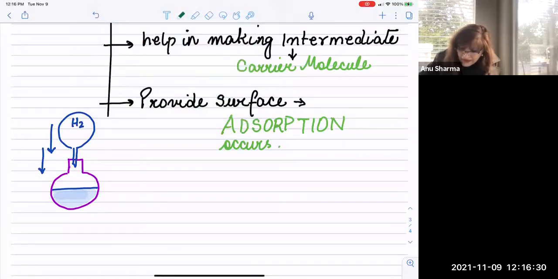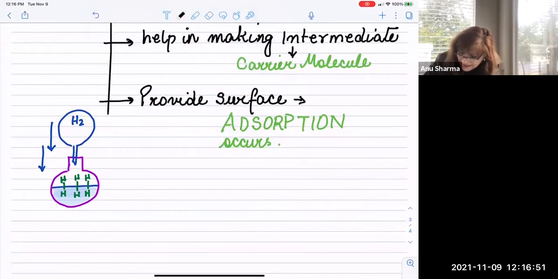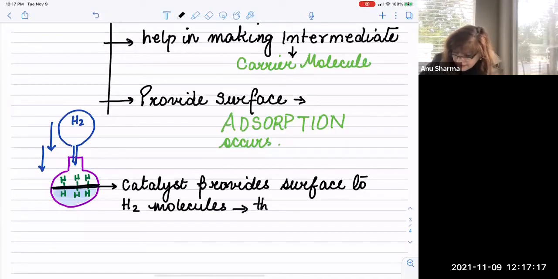So here, let us say we bring these hydrogen molecules. So what this catalyst does, it holds the hydrogen in such a way that one end remains outside, the other end remains inside. So the liquid inside can now stay. So in other words, the catalysts, these are generally palladium catalysts made up of palladium. So this is a catalyst. Catalyst provides surface to hydrogen molecules. And these hydrogen molecules do what? They are adsorbed.